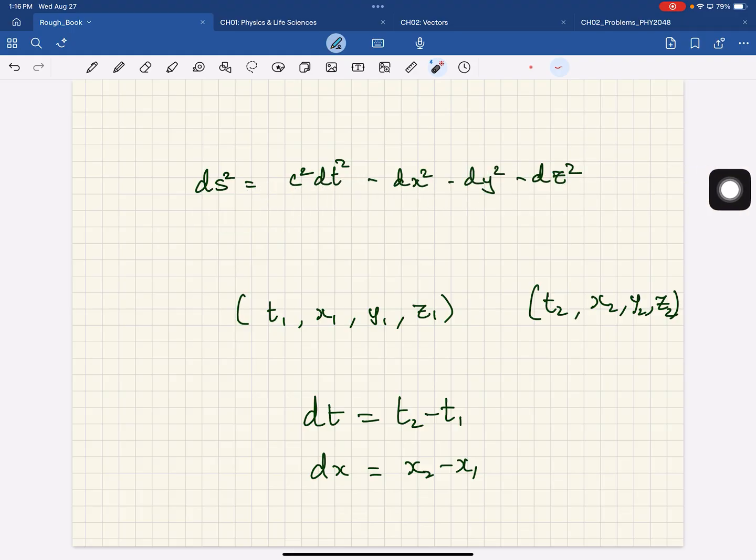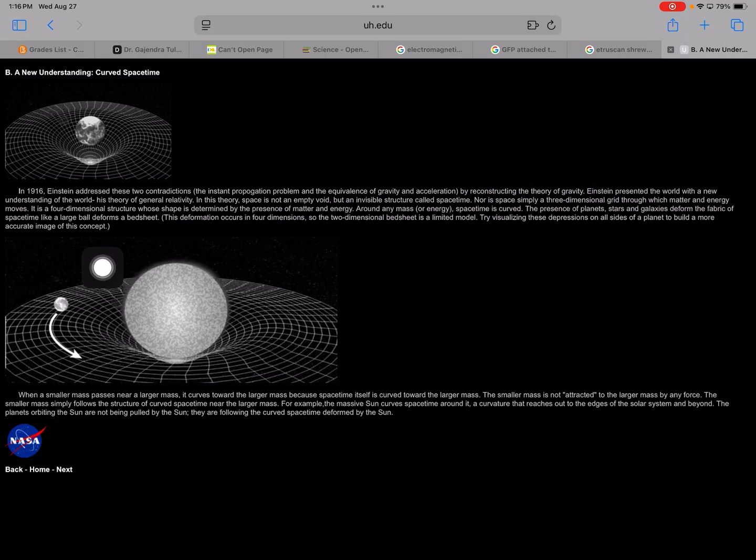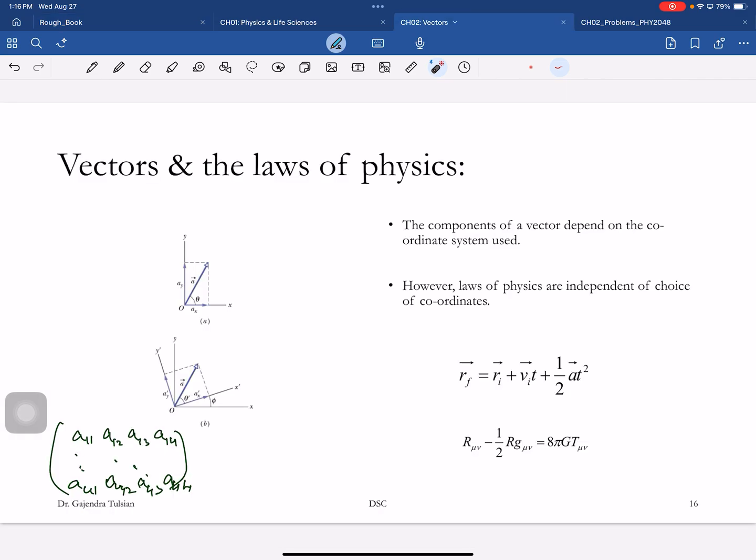Along that path, if you sum up all the distances, that's the shortest distance between those 2 points. So this was Einstein's equation, and this tells you how matter and energy is distributed, and matter and energy tells you how space-time is curved.